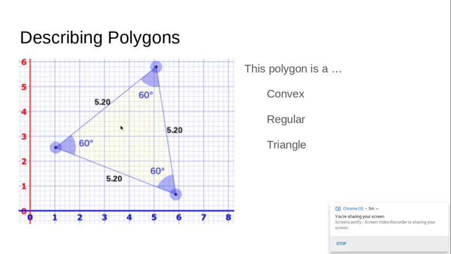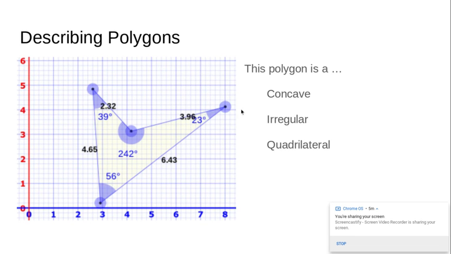Here we have a triangle, 3 sides, and it's convex. All 3 angles are less than 180 degrees. They're all 60. And all the sides are 5.2. So we know this is an equilateral triangle, but we're also going to say that that's regular because all of the sides and all of the angles are exactly the same measure.